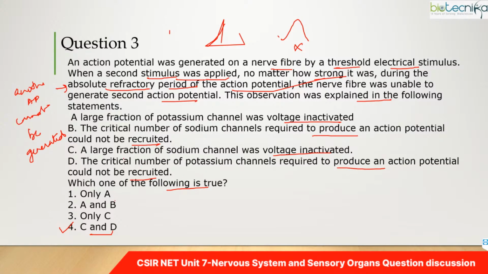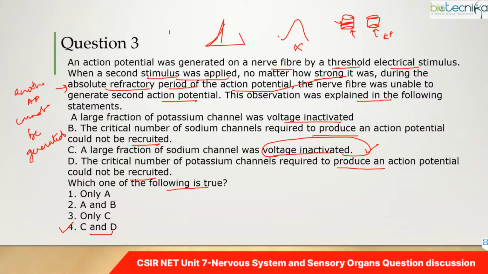Why C? Let's see C first. A large fraction of sodium channels was voltage inactivated. Now, what happens whenever another action potential has to be generated? I have told you all that there are sodium channels and there are potassium channels, right? But sodium channels have two gates, one is the activation gate and the other is the inactivation gate. But potassium has just one gate.